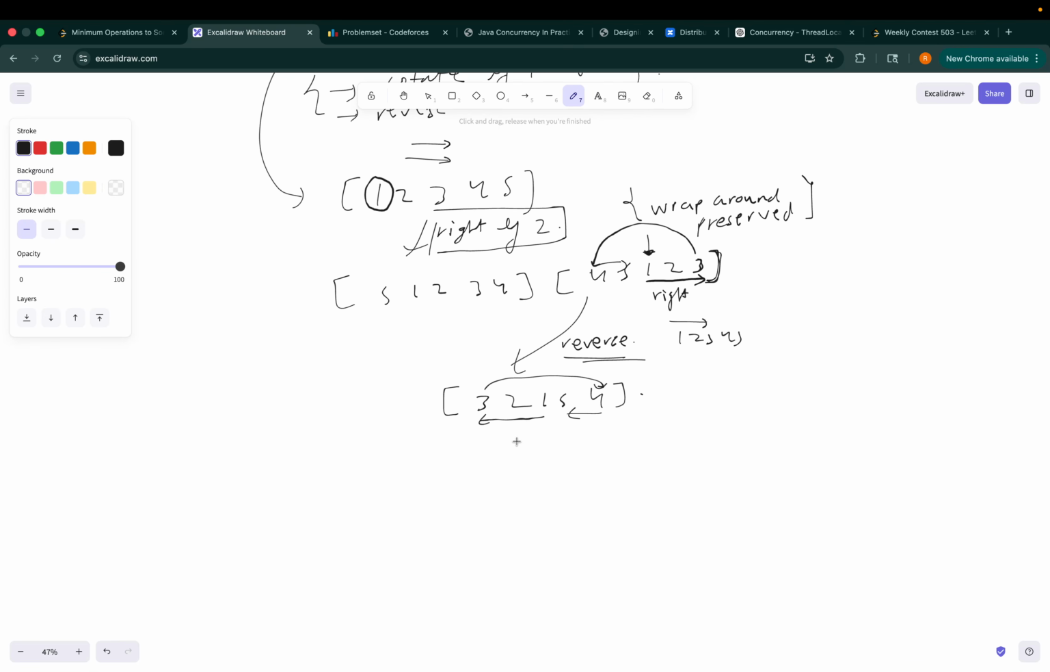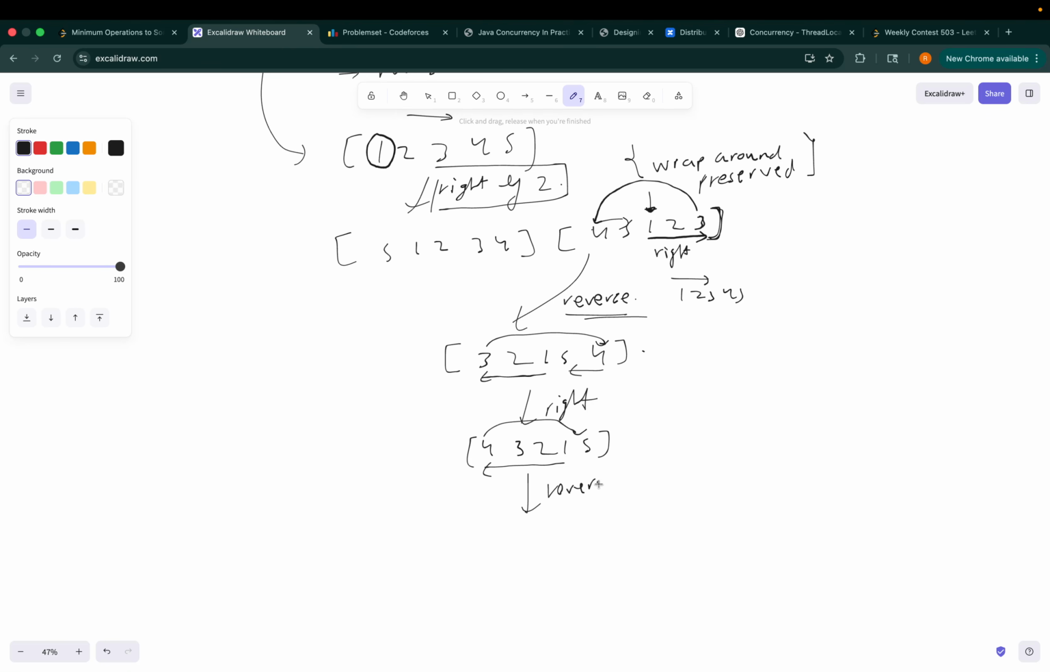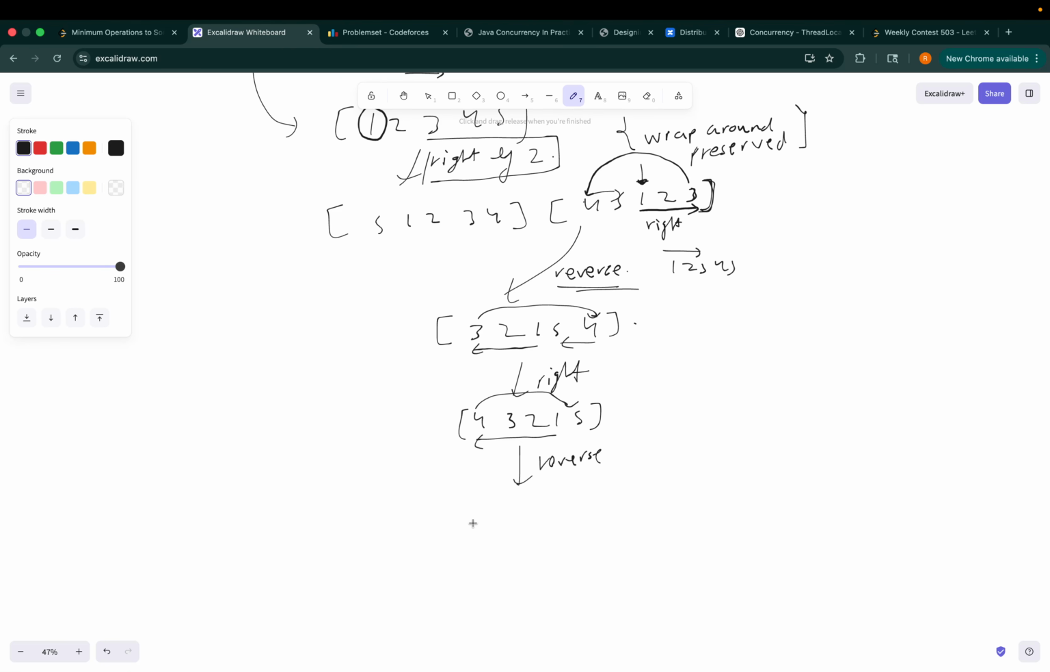Okay, and let's do one more right rotation. Then what you'll get is 4 3 2 1 5, right? So the wraparound behavior is still preserved, it's still going to the left now instead of the right. And if you reverse this array, you get 5 1 2 3 4, right? So now the wraparound has mirrored, it goes to the right.